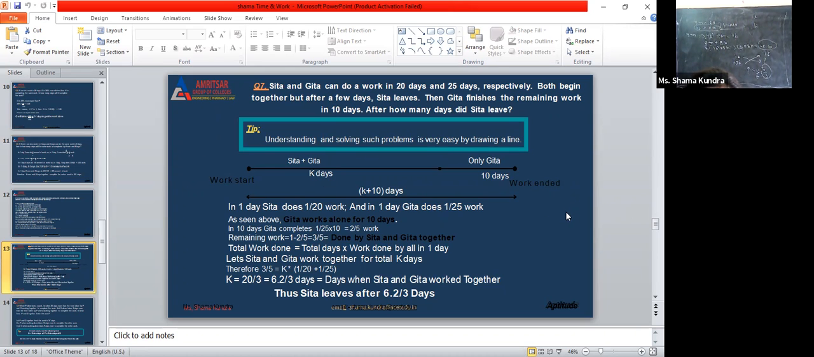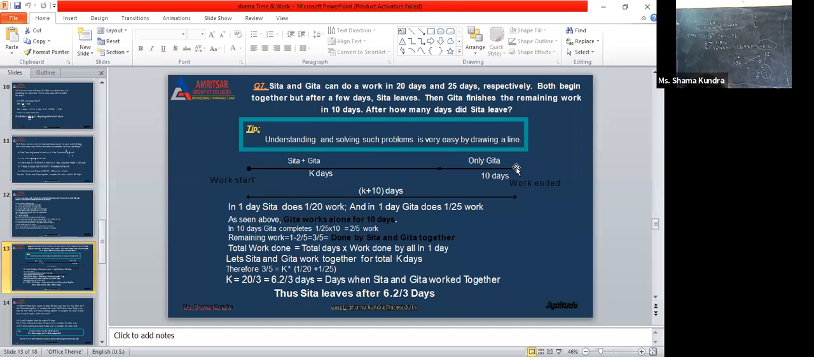Sita and Geeta start working together. After a few days, Sita leaves, only Geeta remains. Then the remaining work is done by only Geeta in just 10 days. So Geeta completes how much work? Say, this much work from here to here in 10 days. And initially Sita and Geeta both are working.